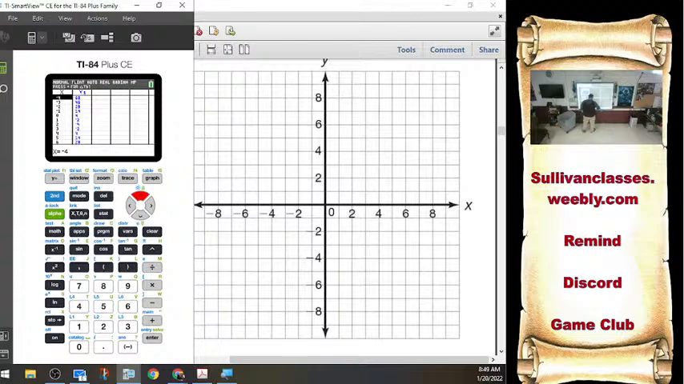So I see a 0, 4, a 1, negative 2, a 2, negative 4, a 3, negative 2, a 4, 4, and off into the wild blue yonder it goes. Connect the dots.